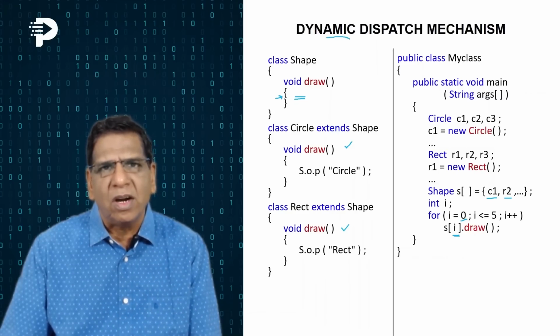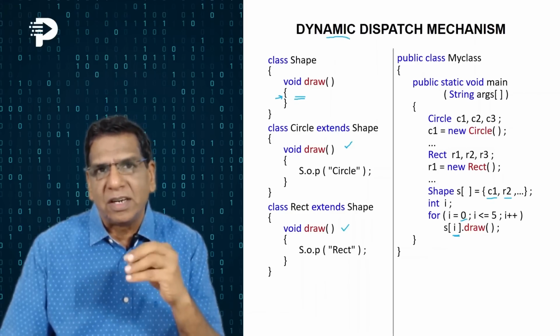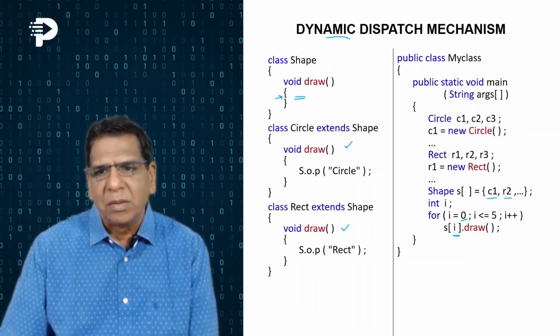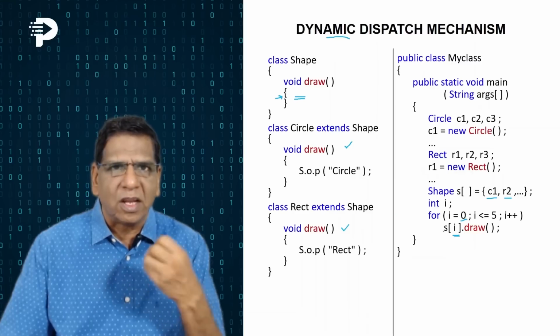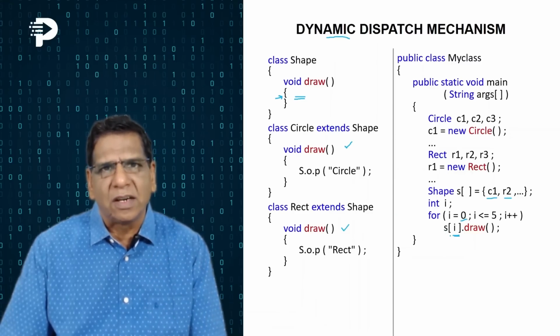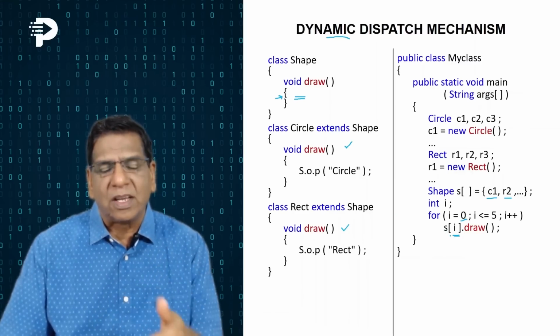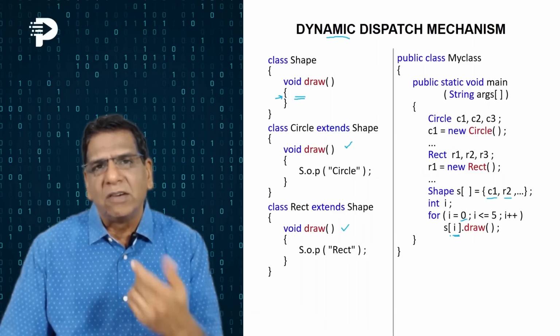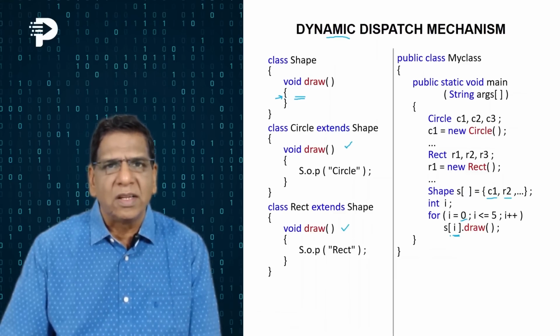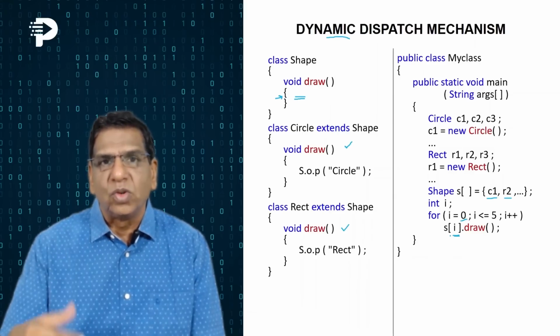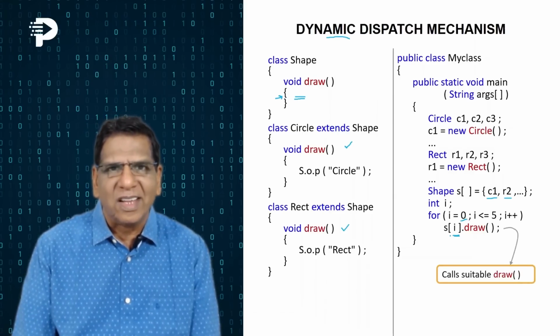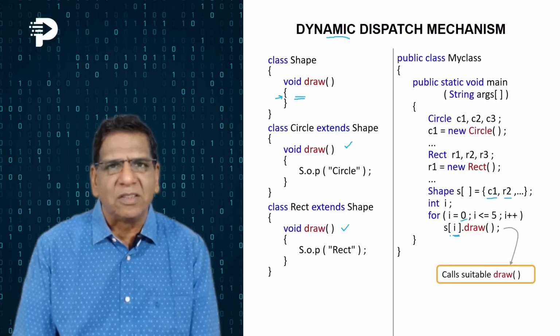Which function would get called? Well, that would be decided dynamically at runtime based on whatever Si fetches you. If Si gives you a circle object's address, draw of the circle class would get called. If Si gives you a rectangle object's address, it will then call the draw of the rectangle class. So the suitable class's draw would get called. That is what is the dynamic dispatch mechanism.